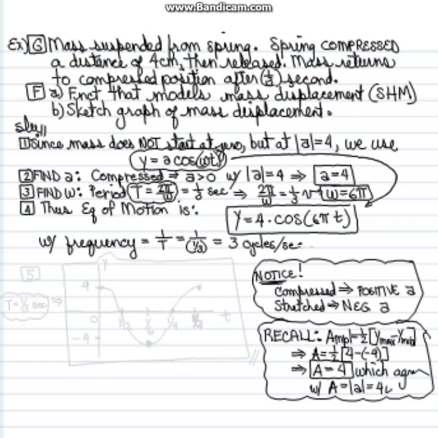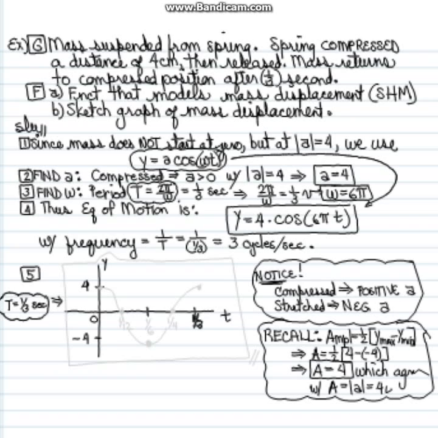Step 5, let's do a sketch of this. We're going to have our y-axis. It's going to be displaced from -4 to +4, and we're going to consider time all the way from 0 to 1/3 of a second. The period is 1/3 of a second. That's why we decided to go from 0 to 1/3 of a second to do one complete cycle, one period.